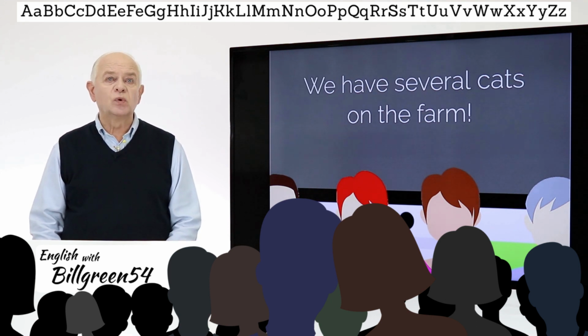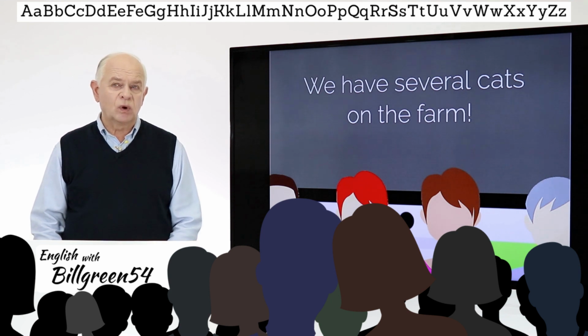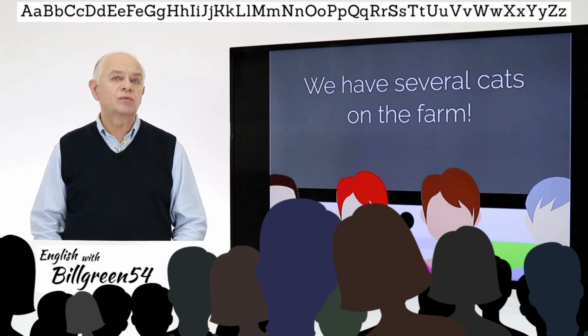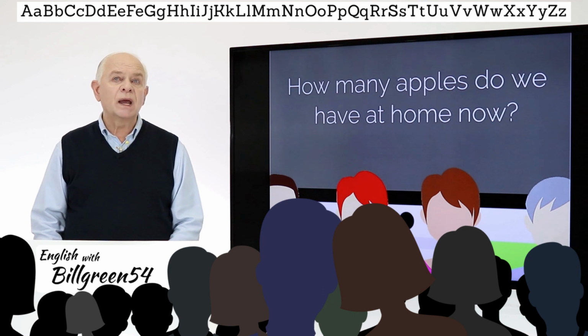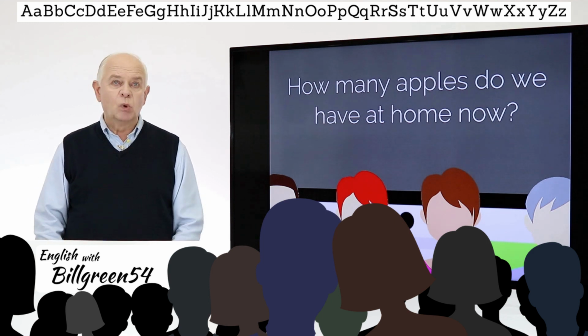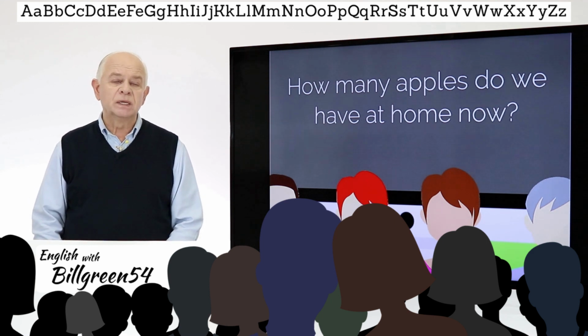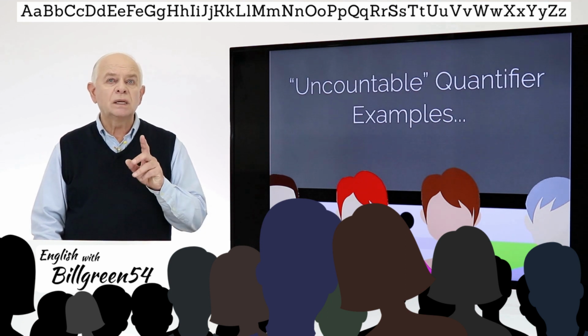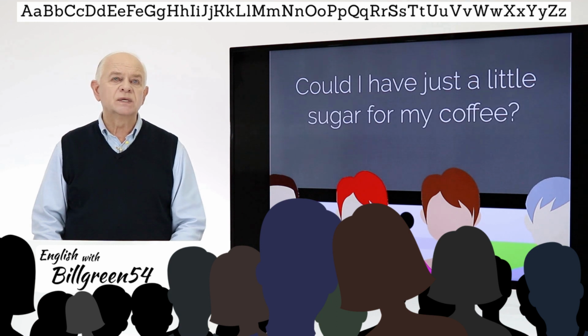We have several cats on the farm. So several. Well, how many is that? Well, I'm not sure. Probably more than 2. That might be a couple. Several could be 3 or more. How many apples do we have at home now? Well, we have 3 or 4 apples. Let's buy some more. So many in this context is your quantifier. Here are some uncountable quantifier examples.